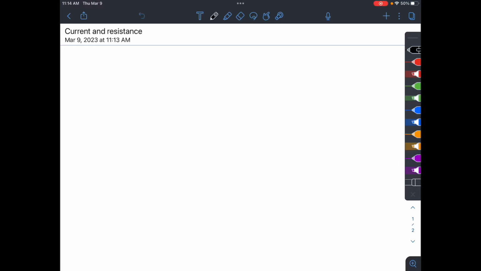Welcome back. This is the second set of notes for circuits on current and resistance. So current is the next of our three main variables in a circuit. One is voltage, which we talked about last time. The second is current. And the third is resistance. So we'll talk about all three of these. We talked about voltage. We will talk about current and resistance today.